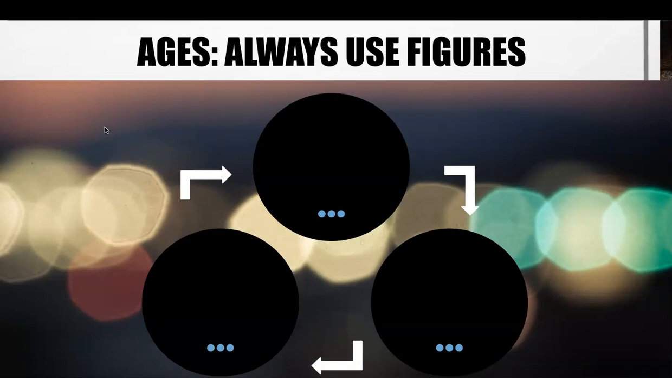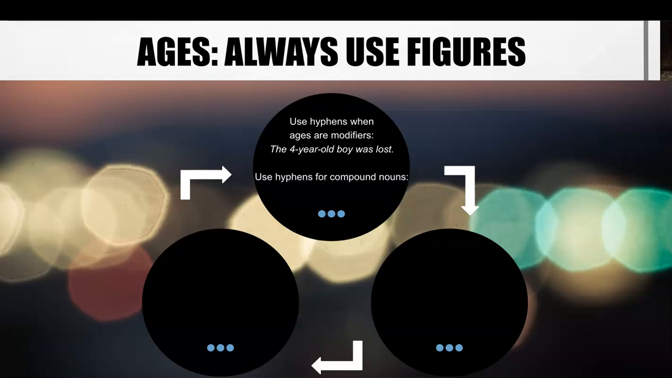Age is the same thing. When I say figure, I mean a numeral, so we're not going to spell anything out. And these are some things we've already talked about. When an age is a modifier, I'm going to hyphenate that. Now, it doesn't matter how small the age is, I'm going to still do it. And then compound nouns, we discussed that too.